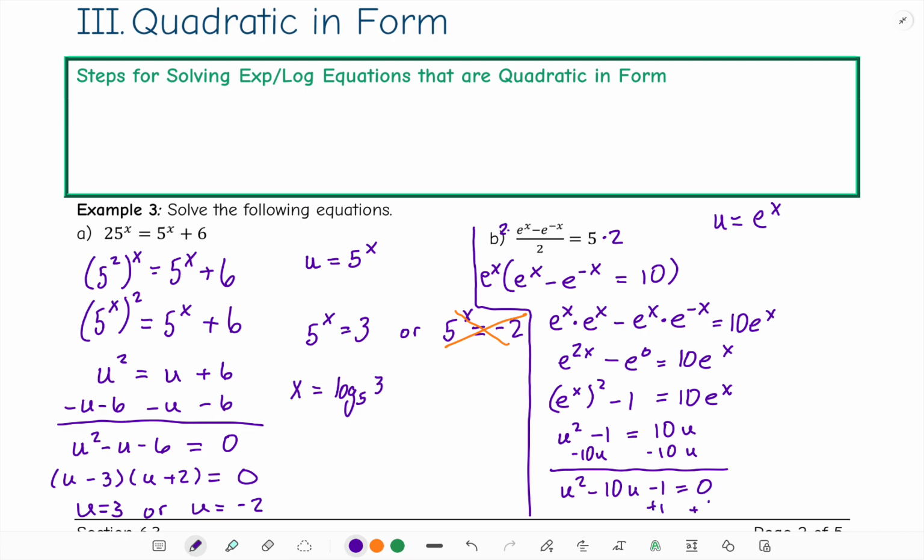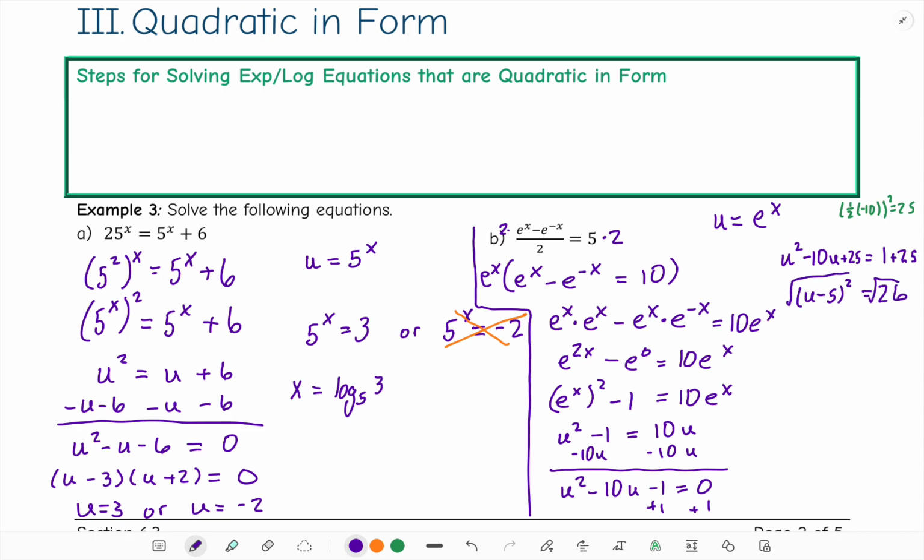So add 1 to both sides. So we get u squared minus 10u. Actually, let me scoot it over a little bit. u squared minus 10u equals 1. Then this is where you need to add half of negative 10 squared, which is 25. So we're going to add 25 to both sides. So that means we get u minus 5 squared equals 26.